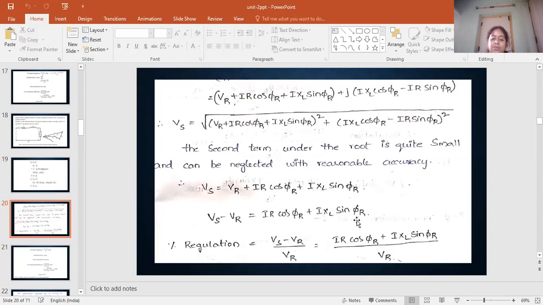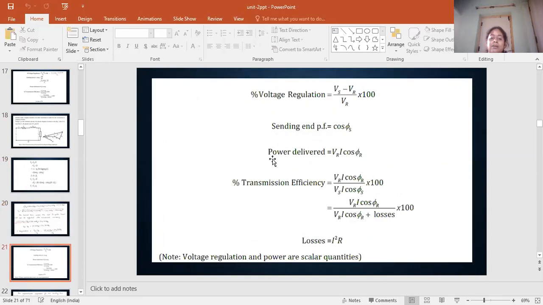So Vs minus Vr equal to this value, and we can find out the percentage of regulation. We can substitute the value and get (IR cos phi R plus IXL sin phi R) by Vr. Okay, and the sending end power factor is also cos phi s. And here the power delivered follows the same pattern: Vr into I cos phi R, and the transmission efficiency is Vr I cos phi R by Vs I cos phi s into 100. And here the sending end power is equal to the receiving end power plus losses, and we can substitute Vr into I cos phi R plus losses. You can find out the efficiency.